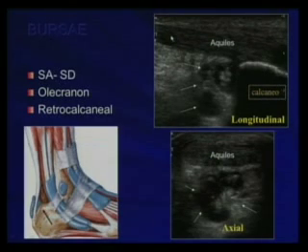This is the long axis view. You can see the Achilles tendon here attaching to the calcaneus, and you can see fluid and synovial proliferation in the retrocalcaneal bursa. This bursa is the one that produces the erosions in rheumatoid arthritis and psoriatic arthritis.